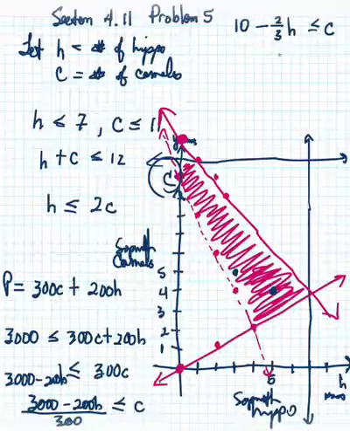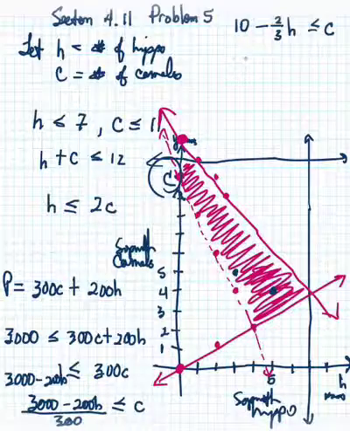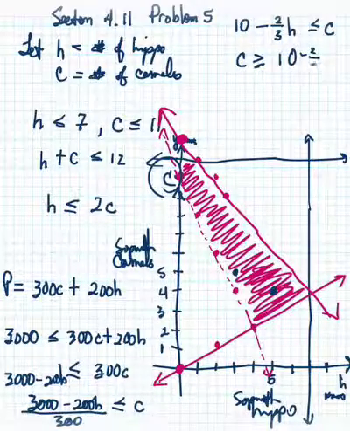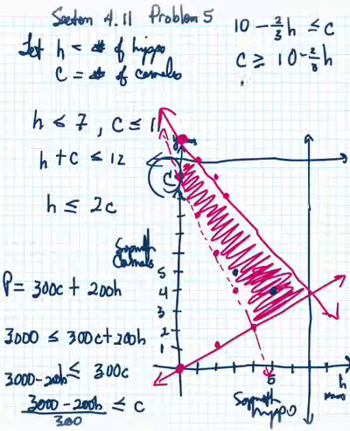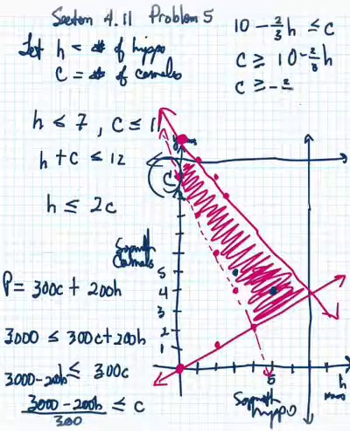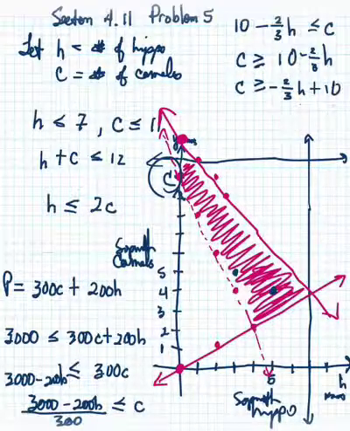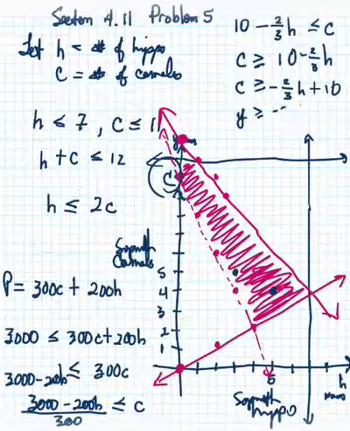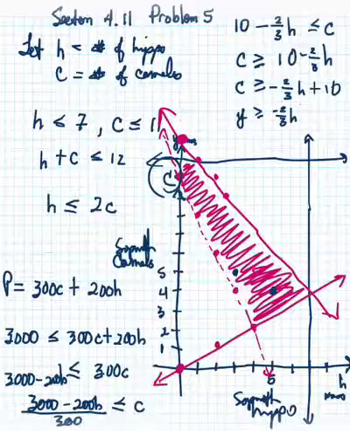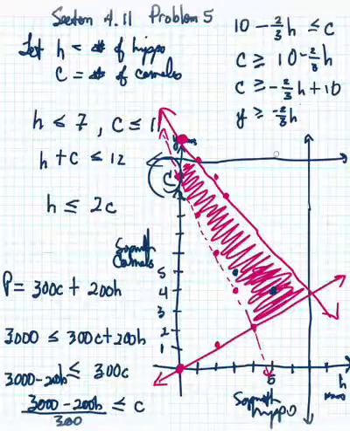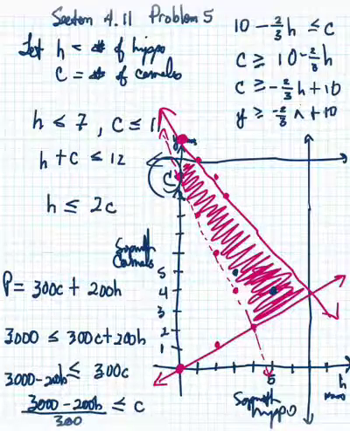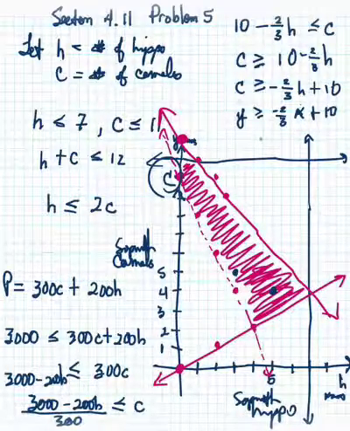Once again, I usually like to write it the other way. I could write it like this. C is greater than or equal to 10 minus 2/3 H. Or I could write it like this. C is greater than or equal to negative 2/3 H plus 10, right? Now think of that C as the Y. Y is greater than or equal to negative 2/3 X plus 10. Just think of that C as a Y and the H as an X.